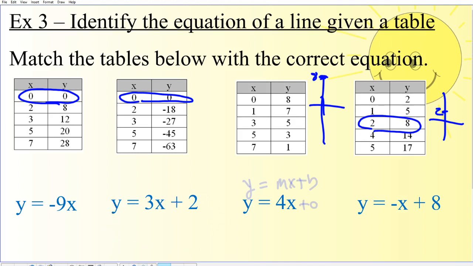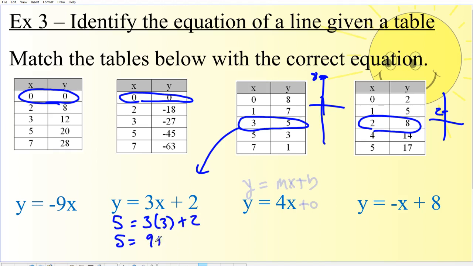Okay, maybe I got lucky. Let's try another one. Or how about this? What happens if I plug in a point from here into this equation? Would I still get it true? I don't know. Let's see. Y value of 5, x value of 3, times 3 plus 2. So does 5 equal 9 plus 2?